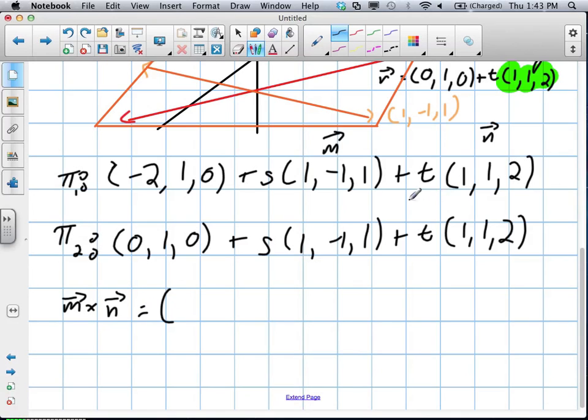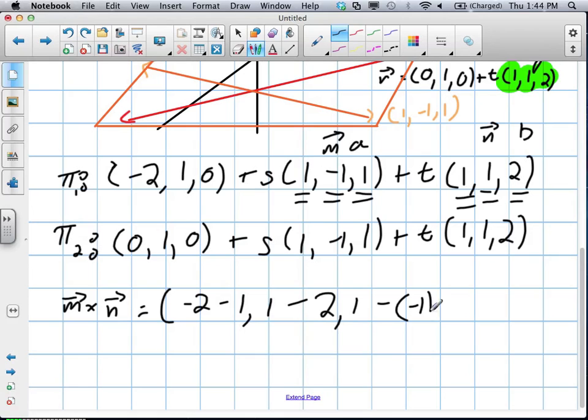And this is where we go into our cross formula. We'll call it MA and NB, just for simplicity's sake here. A2 times B3 gives us -2 minus A3 times B2, which is 1. Then we have A3 times B1, which is 1. Subtract A1 times B3, which is 2. And then we have A1 times B2, which is 1. Subtract A2 times B1, which is -1. So our new normal to the two planes is -3, -1, and 2.